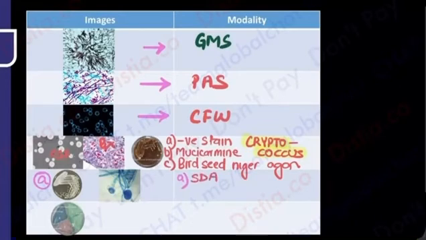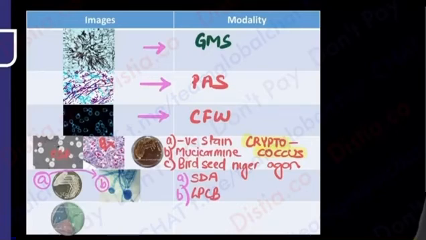The Sabouraud's dextrose agar. Remember what the pH was? The pH was 5.6. And from that SDA, if I want to grow something for culture morphology, the blue color stain that we use is lactophenol cotton blue.